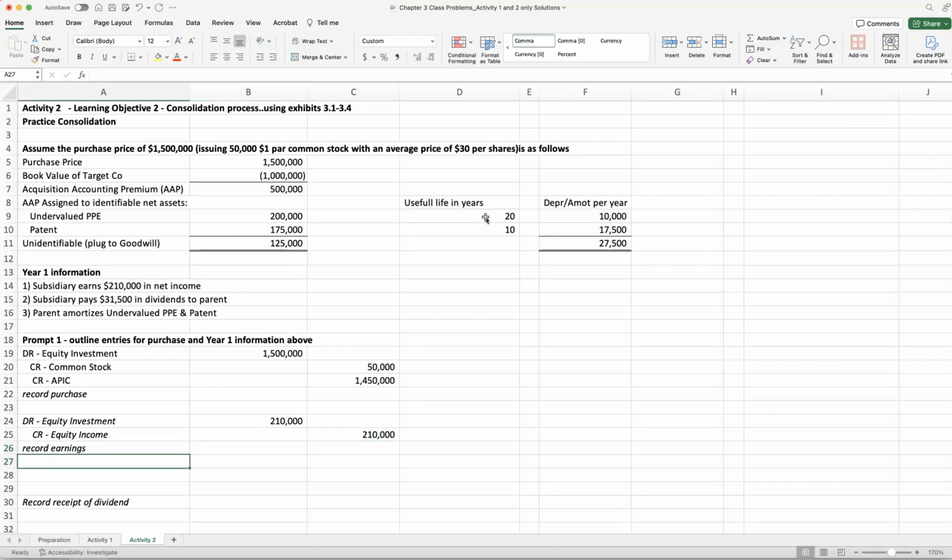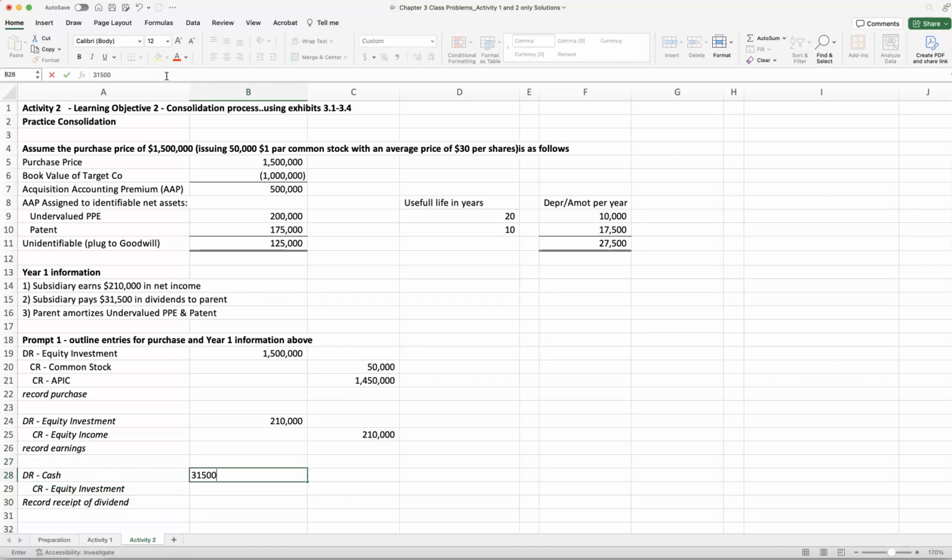Next, I need to record the fact that they've paid me a dividend. So I'm going to debit the cash and credit the dividend account. And as a reminder, the dividend account is a contra stockholders equity account, so it's reducing the stockholders equity. Sorry, I put credit dividend. It's reducing the stockholders equity of the subsidiary, and therefore we're reducing our investment in that subsidiary. And that dividend received was $31,500.